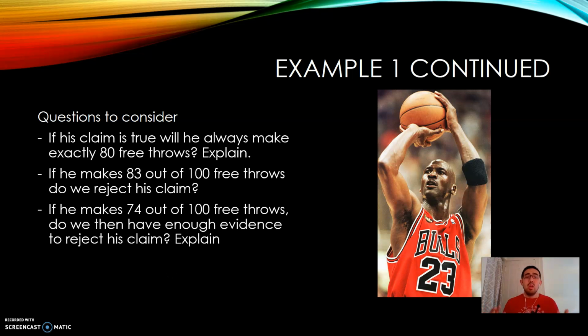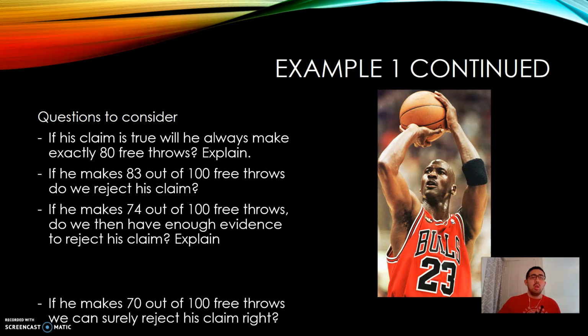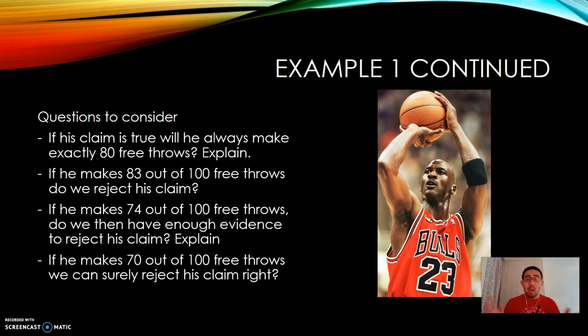Number three, if he makes 74 out of 100 free throws, do we have enough evidence to reject his claim? Why or why not? Would you doubt me? Would you say, Mr. Shu, you're not an 80% free throw shooter? And if I make 70 out of 100 free throws, would you reject my claim, right? We definitely should have enough evidence now, right?